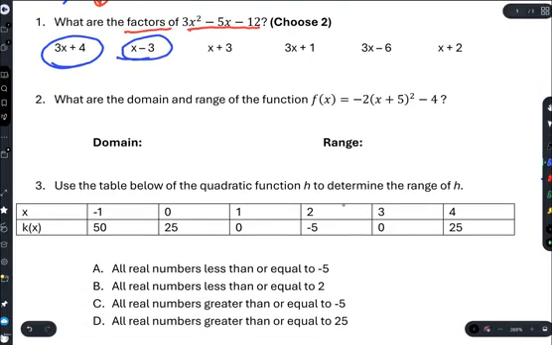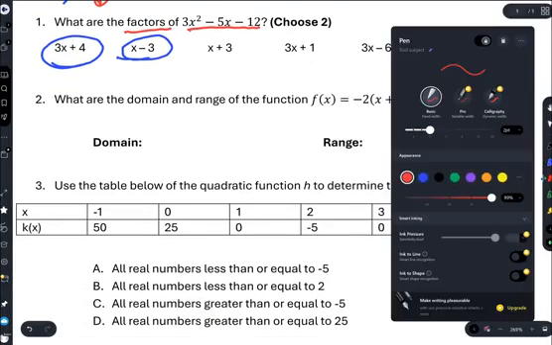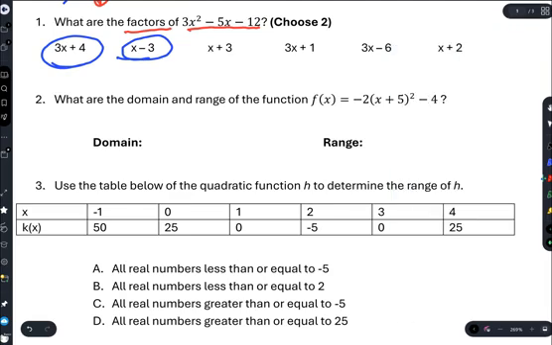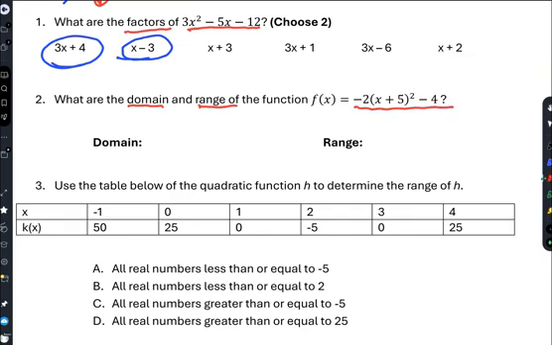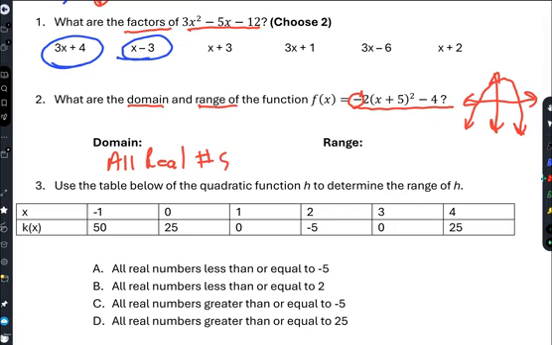Okay, number 2. On number 2, we need to find the domain and the range of this parabola, okay? This parabola is going to go down something like this, okay? So our domain, it's going to have two arrows. Our domain will always be all real numbers. The range is going to be all of the y's that are less than or equal to this point right here. So we need to graph this.